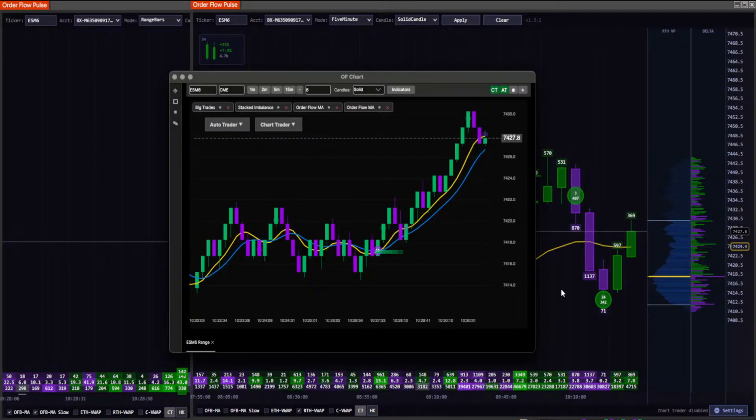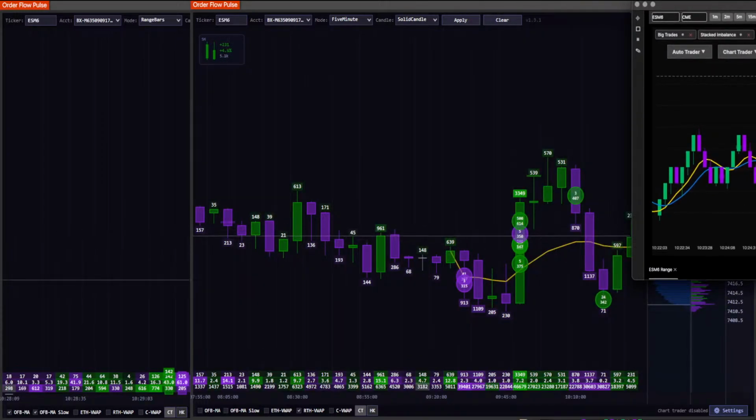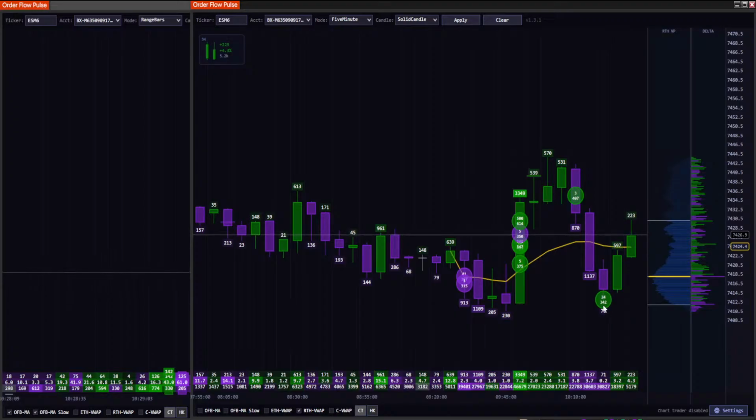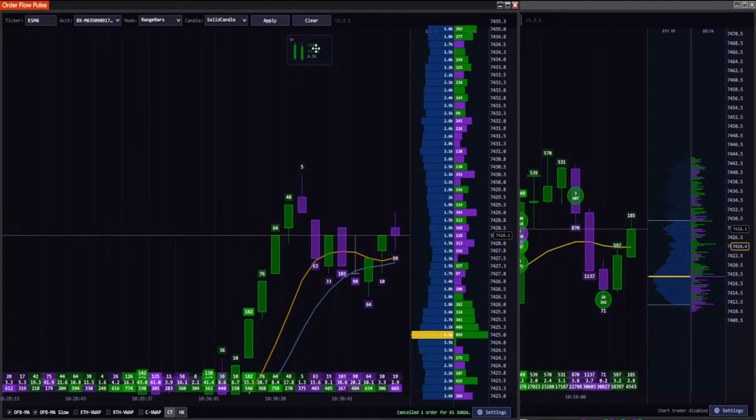Plus, I was looking at the 5 minute right here. You have 342 aggregated volume, and we closed right up in here. We're bouncing off this support area right here. And this candle right here was green at 10:27. So this candle was green, the delta is green.